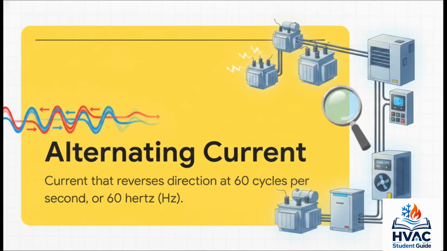The crucial point here is that unlike battery-powered DC, our systems rely on this AC power reversing direction 60 times a second. That alternating nature, that is exactly what allows us to step voltages up and down using transformers, which is a core requirement for HVAC systems.